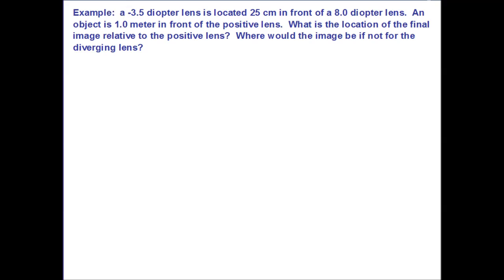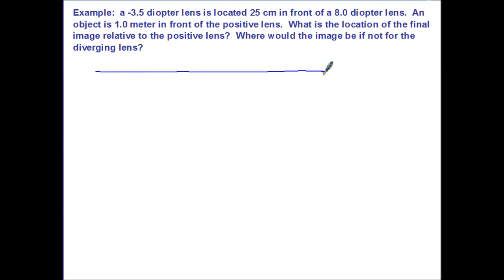A -3 diopter lens is located 25 centimeters in front of an 8.0 diopter lens. An object is 1 meter in front of the positive lens. What's the location of the final image relative to that positive lens, and where would the image be if it was not for the diverging lens? So quite a few things going on here. A sketch would certainly be useful. So let's go ahead and draw sort of our optical bench here.